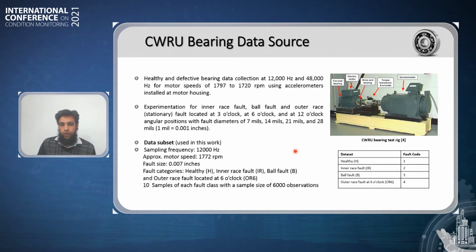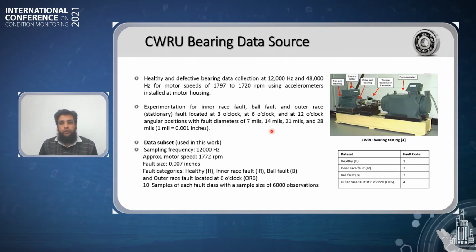Experimentation is done for inner race fault, ball fault, and outer race stationary faults located at 3 o'clock, 6 o'clock, and 12 o'clock angular positions with fault diameters ranging from 7 mils to 28 mils, where 1 mil equals 0.001 inches. Data is collected at sampling frequencies of 12 kHz and 48 kHz for motor speeds ranging from 1797 to 1720 RPM.